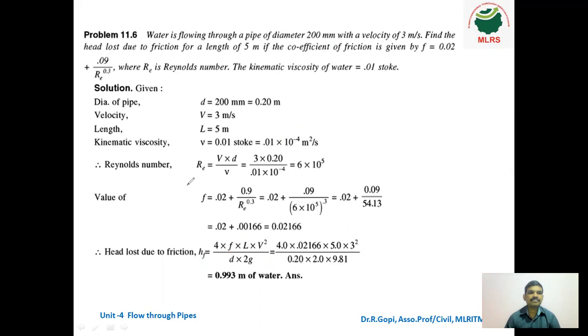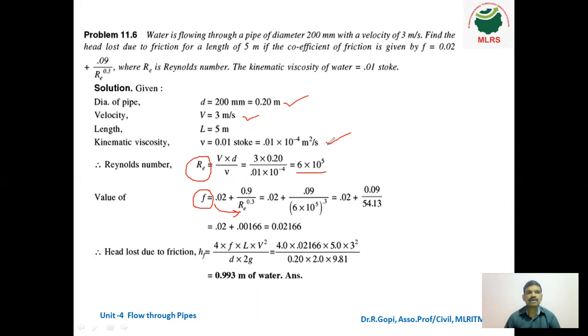So what is the first step? For calculation of f, we need Re. The Reynolds number formula we know: Vd divided by nu, where nu is the kinematic viscosity. The velocity is 3 meter per second, the diameter 0.2 meter, divided by nu, 0.01 into 10 power minus 4 meter square per second. Substituting all the values, the Reynolds number is 6 into 10 power 5.